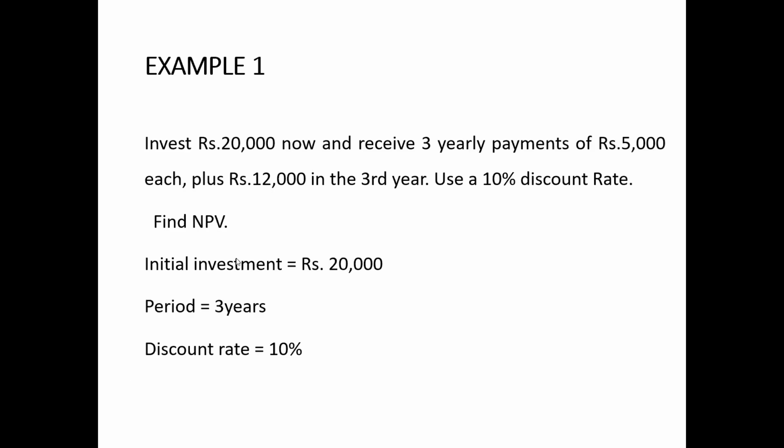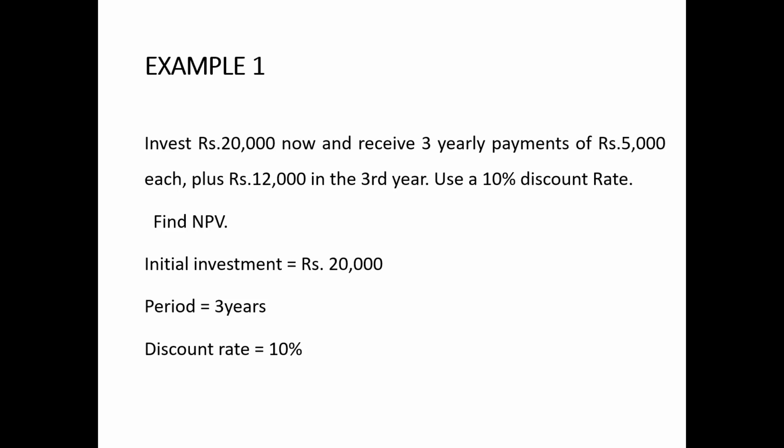Right? Now let's look at this example. In this example, it says we are going to invest 20,000 now. Now means at present. At present means year 0. And we receive 3 yearly payments of 5,000. 3 yearly payments means each year we receive 5,000 for 3 years.